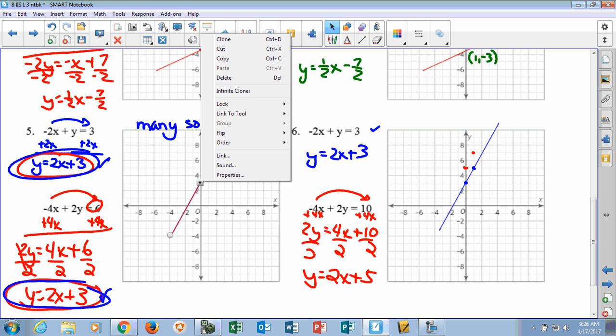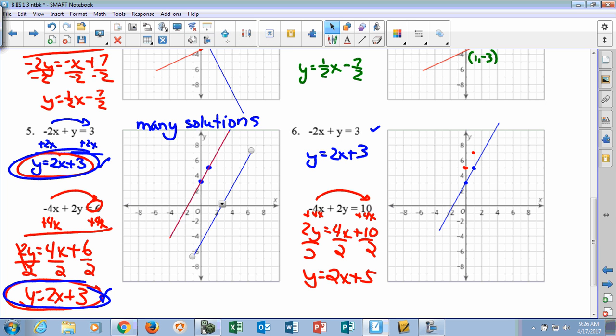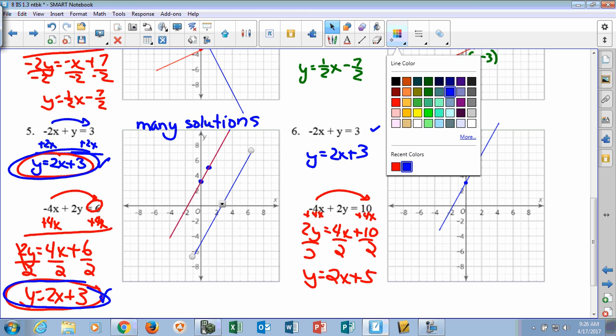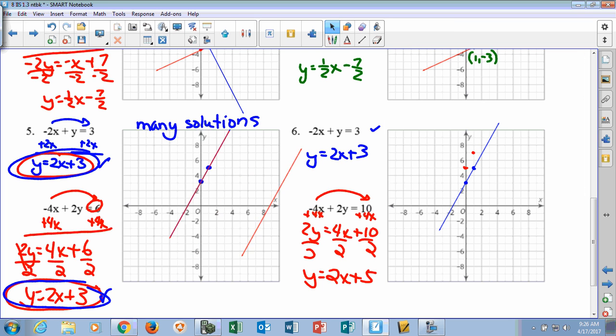So if I make this line, I'm just going to use this line again because we have the same slope. So we're going to make this line red. And I'm going to draw this over here. There it is going through those two lines.